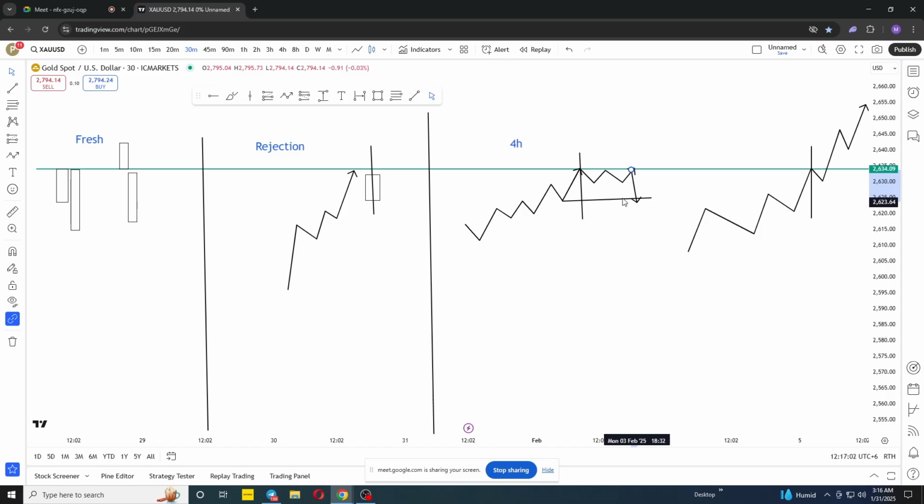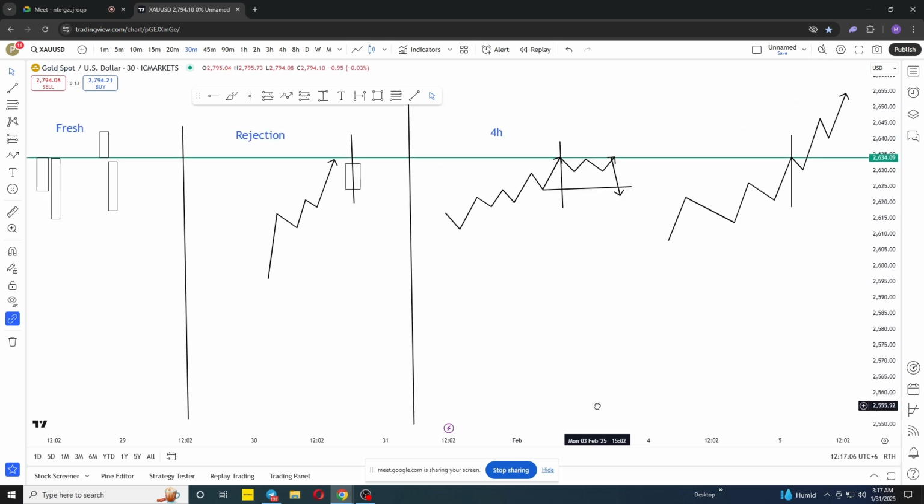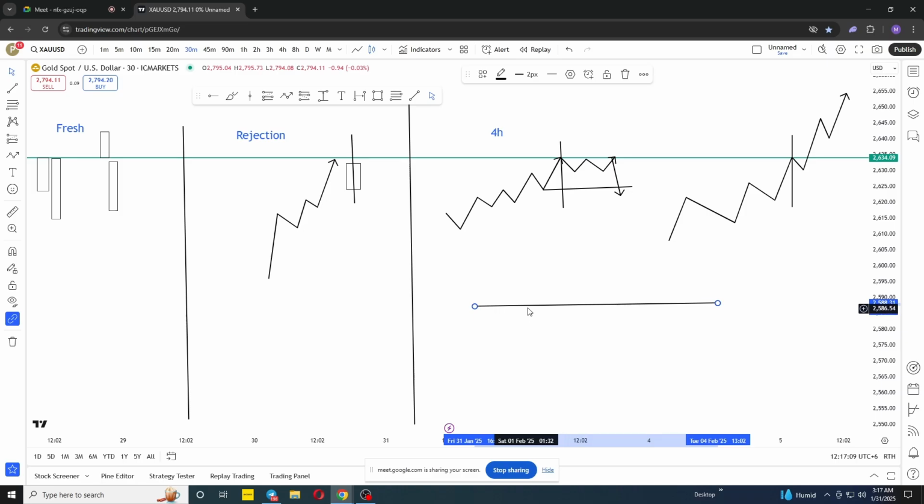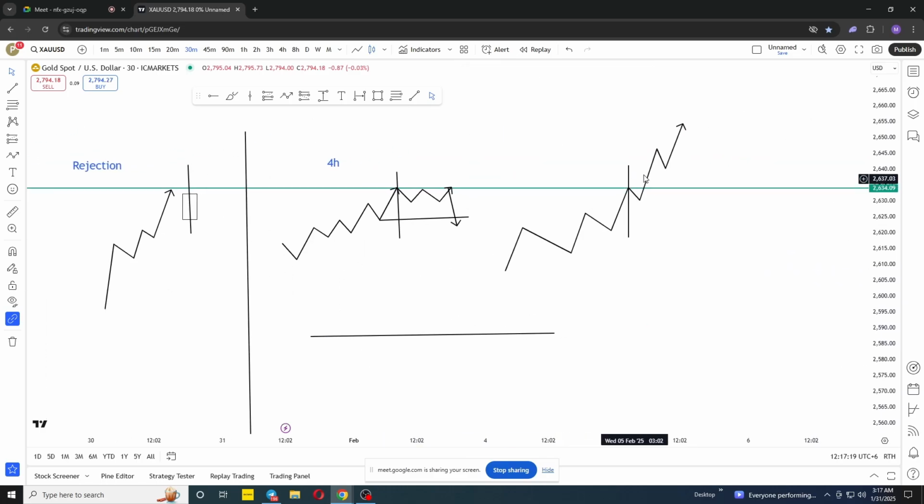If it breaks, then we are bearish. Now one thing to understand here: bearish always starts from resistance and bullish always starts from support. So you always look for a bullish or bearish trend starting from here. Now if the price comes to here, we cannot say this could be a breakout. This is not the one that we are looking for.